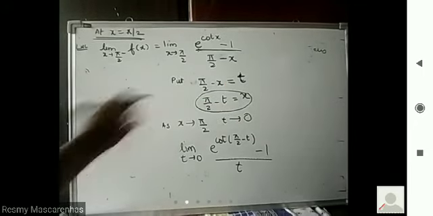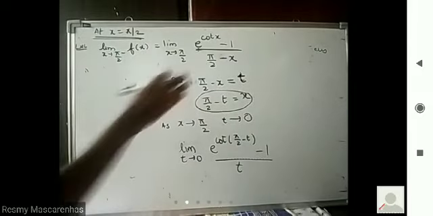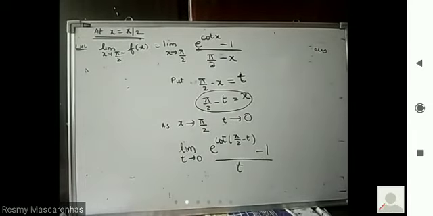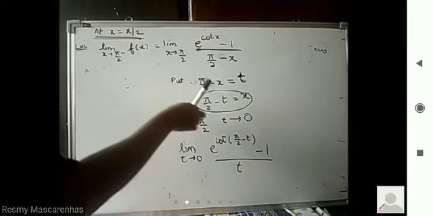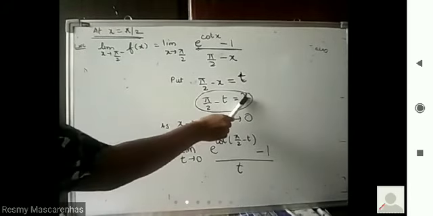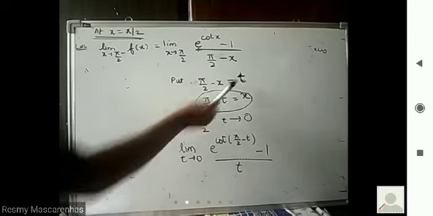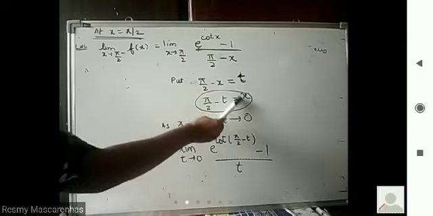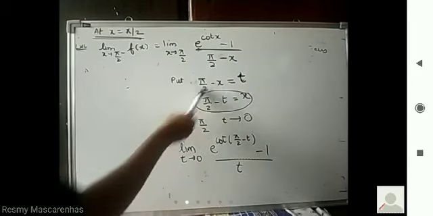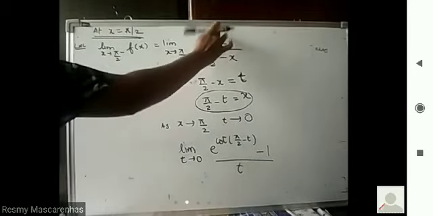Now I have to write this question again. Everything should be in terms of t. So I want to get rid of that x. I want to know what is the value of x. If I bring this side, t, if I bring this side, it will become minus. And minus if you take on that side, it will be plus. So what is the value of x? Pi by 2 minus t. This part is over for substitution.